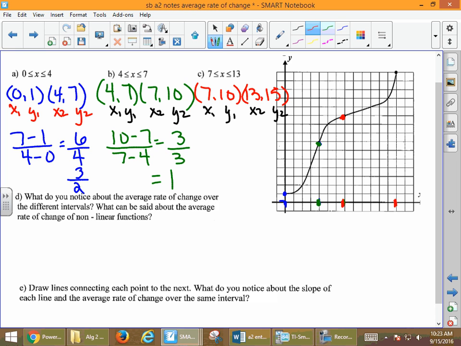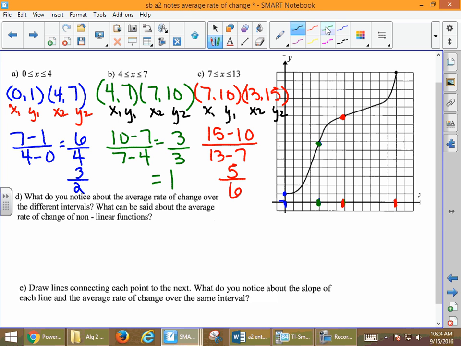So this time it's going to be 15 minus 10 divided by 13 minus 7. And 15 minus 10 is 5. 13 minus 7 is 6. Can we simplify that at all? No, we can't do anything else. Well, what do you notice about these average rates of change? Probably they're not the same.